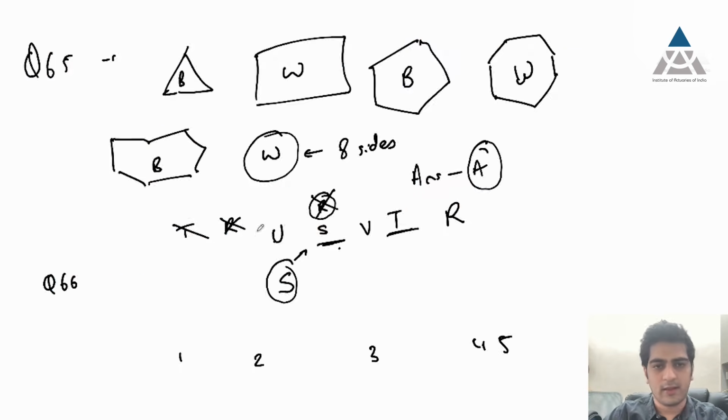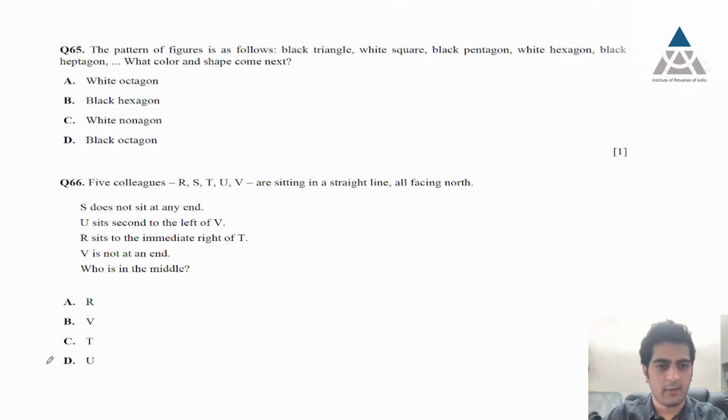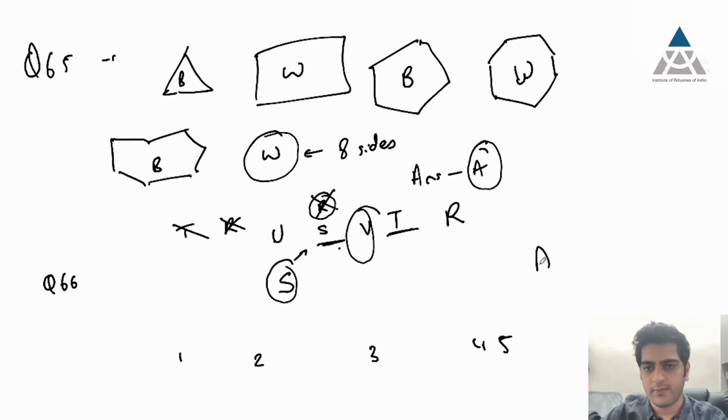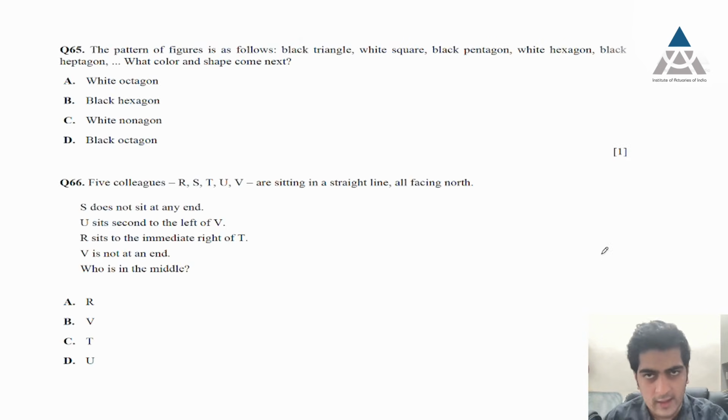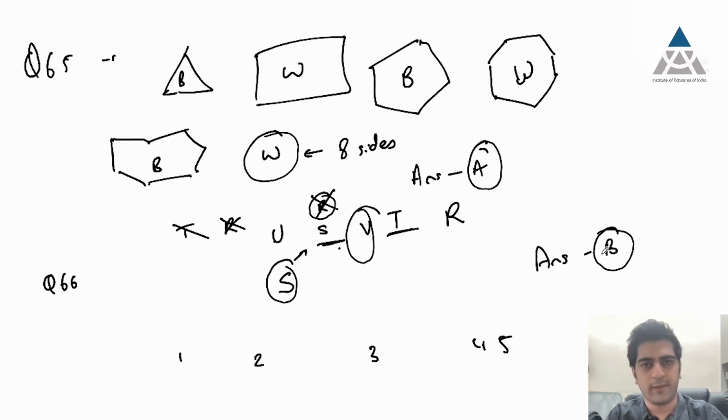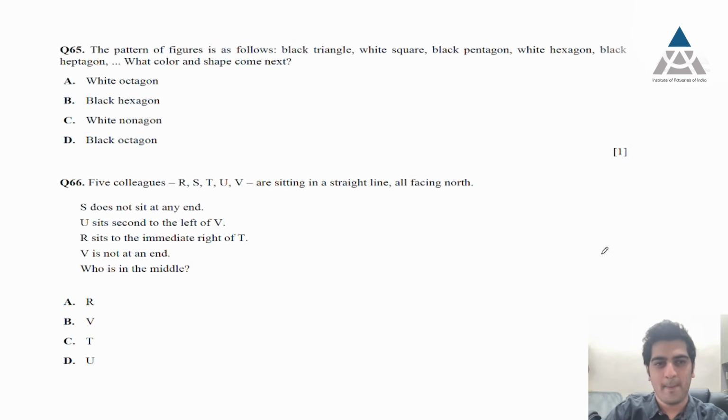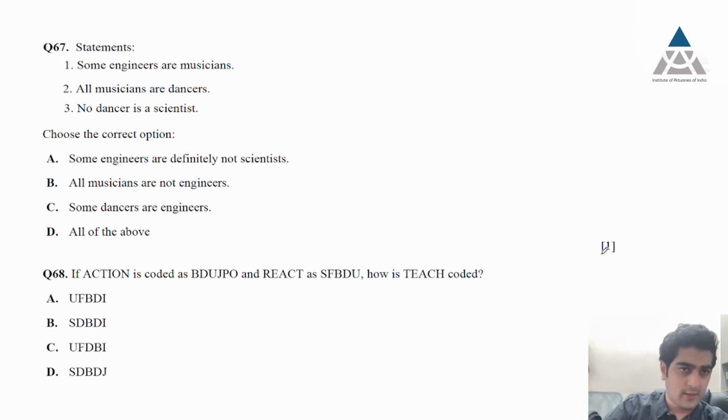So who is in the middle? You can clearly see V is in the middle and that's your option B. Correct? So again, just write it down, follow those rules and you should be able to get these types of answers. You don't need to overcomplicate by thinking something and all of that. Just logically place them somewhere and you should be able to get the answer. Perfect. That was question 66.